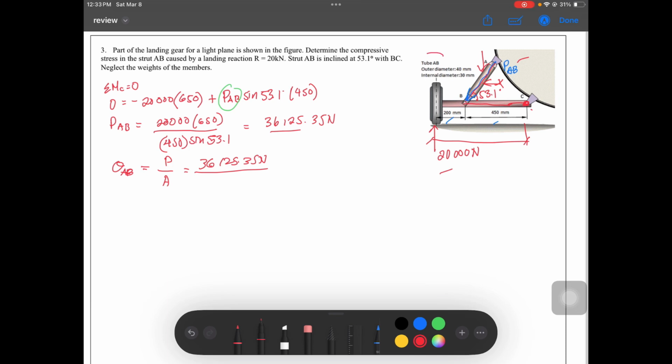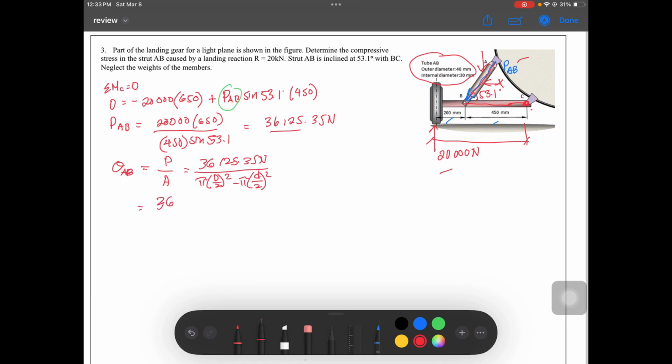And then, ano yung area of AB? So, may binigay siya dito. It is a tube. Hollow tube siya. So, i-reduce natin yung internal diameter. So, that will be, area niya is pi d over 2 squared minus pi internal diameter squared. Ilagay ko muna yung formula, no?